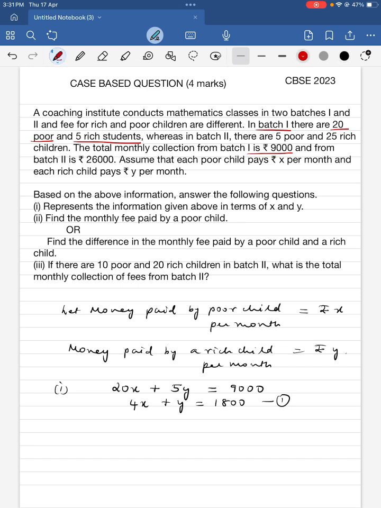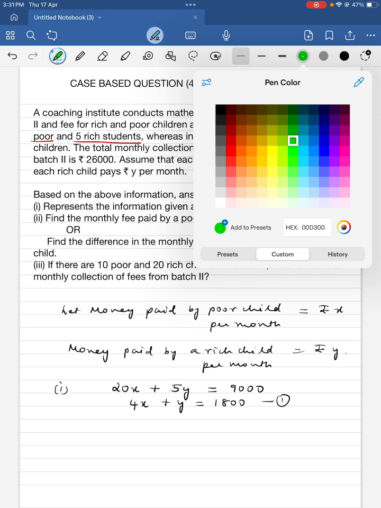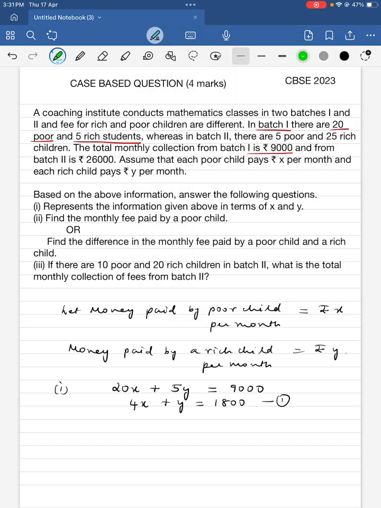Now, in the second case, they've mentioned that in batch 2, they've said there are 5 poor children and 25 rich children. And from batch 2, the total monthly collection is rupees 26,000. So let me use this information and form the next linear equation. So 5 times x plus 25 times y is equal to 26,000. Or if I simplify it by dividing with 5, I will get x plus 5y equal to 5,200. So that's my second linear equation.